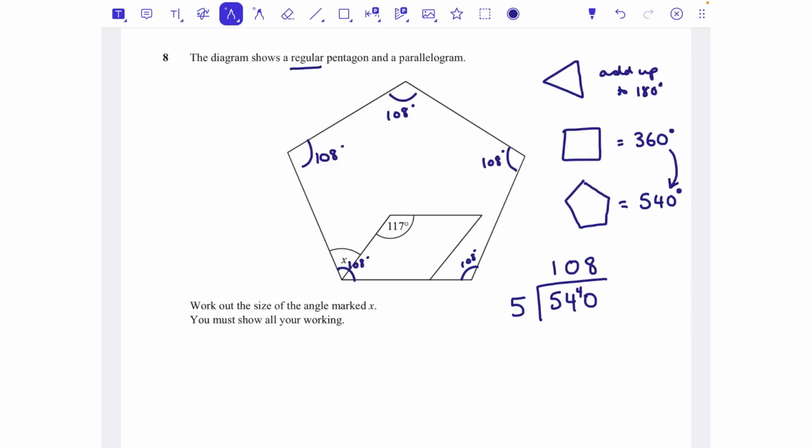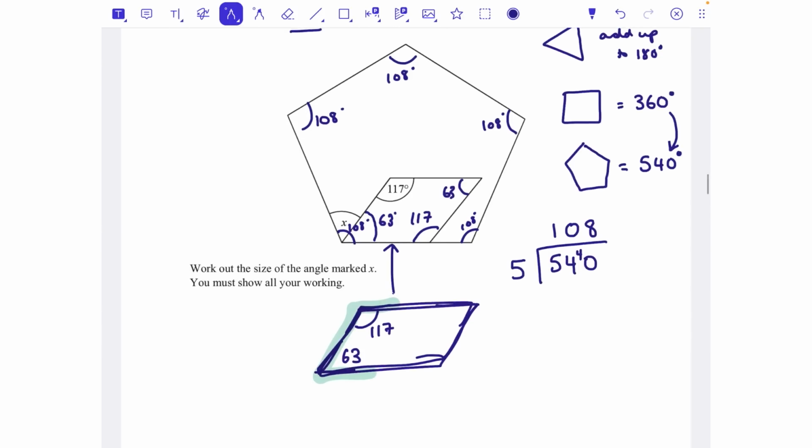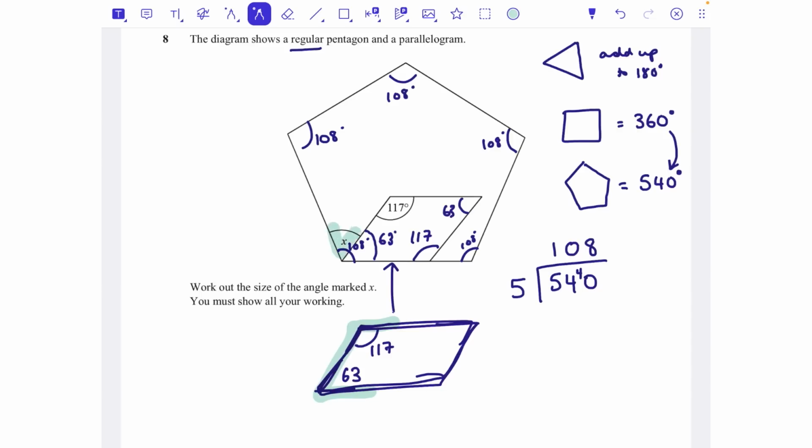Now for step 2, we've got here a parallelogram. Inside a parallelogram, because you've got co-interior angles, you've got 117 degrees here, but you know that these two would add together to make 180. So 180 take away 117 is 63. So I then know that this angle here is 63 degrees. Out of interest, this one would also be 117 and this one would also be 63, but we don't need those two.